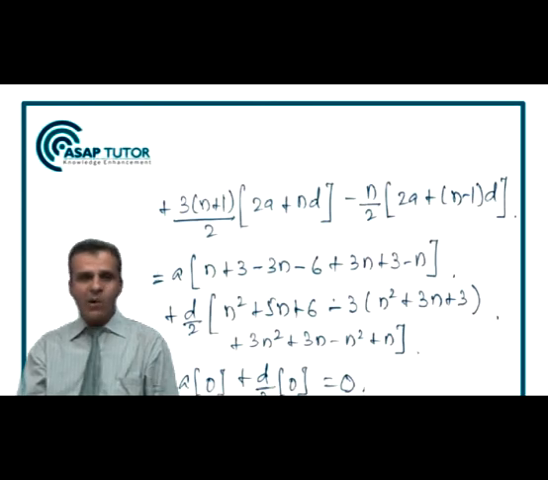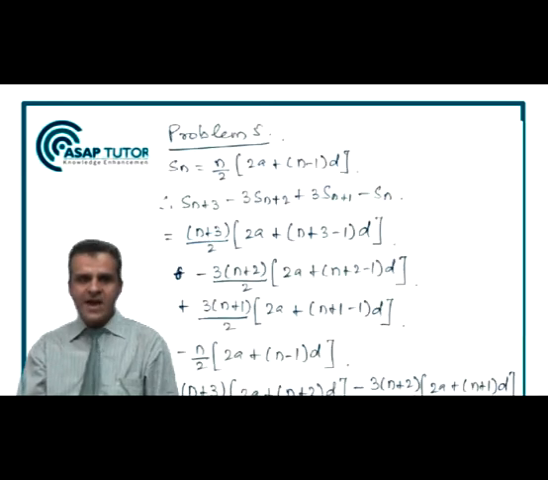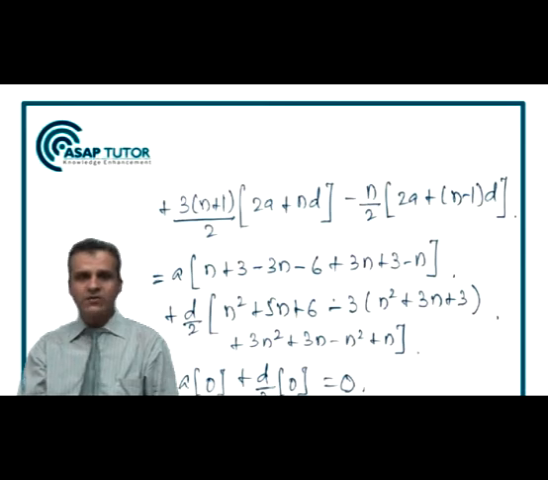Now if we add all these terms together, first we are taking a common. If we take a common from here, we get an. From here we get a into (n plus 3). From here we get a into 3 into (n plus 2). And then taking all together we get n plus 3 minus 3n minus 6 plus 3n plus 3 minus n.